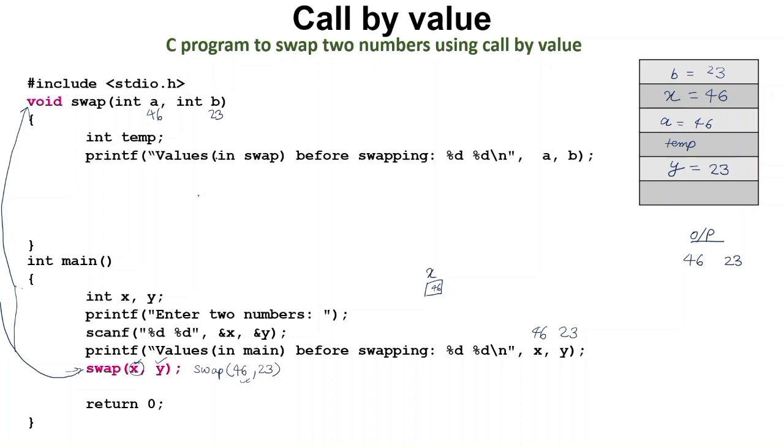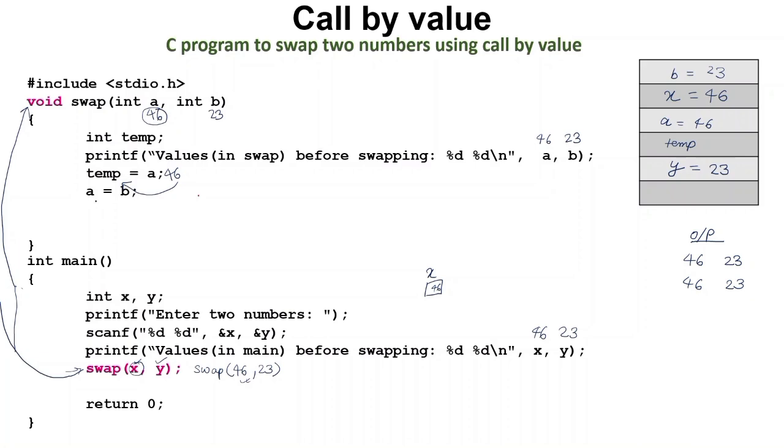Now printf values in swap before swapping. So what will be displayed on the screen now? It is the printf statement of A and B values. What are the A and B values? 46 and 23. So this 46 and 23 is displayed on the screen. Next is temp is equal to A. What is the value of A in the swap function? It is 46. So this 46 is assigned to temp.